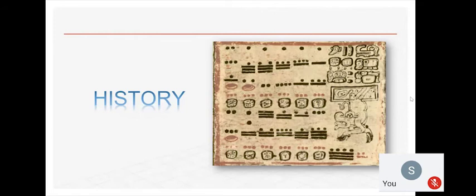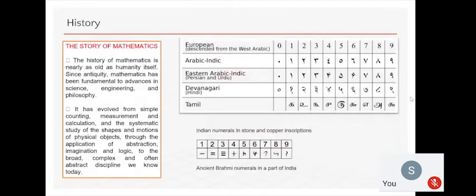This is a Mayan numeral scheme. It has a separate history. If someone wants to know about the Mayan calendars and Mayan numerals, you can search for it. The age of mathematics is almost equal to the age of humanity. From prehistoric, ancient times, mathematics evolved starting from the numerals.